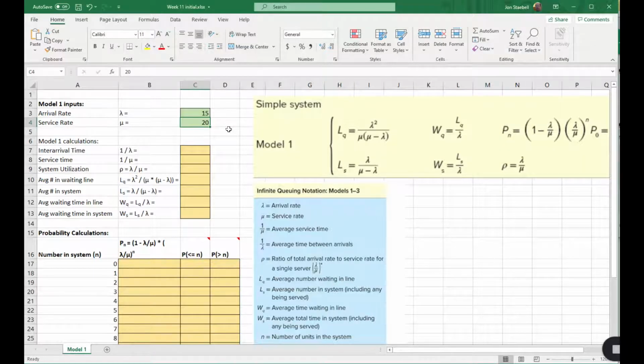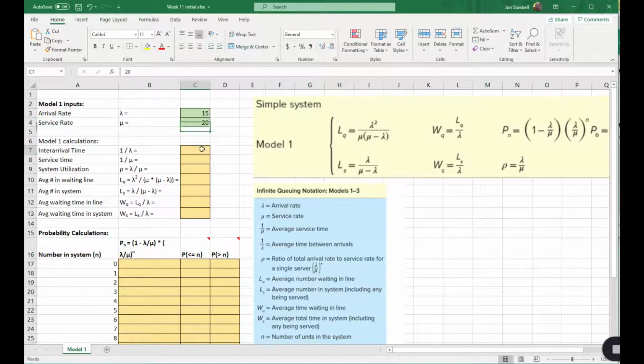The first thing you want to look at is to make sure that your arrival rate is not higher than your service rate, or you would never catch up. But here we go. We've got 15 arriving per hour, and we can process up to 20 per hour, and those are on average.